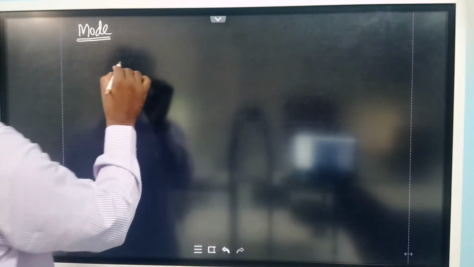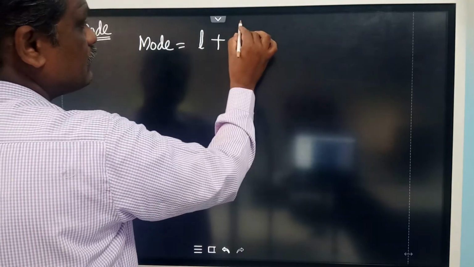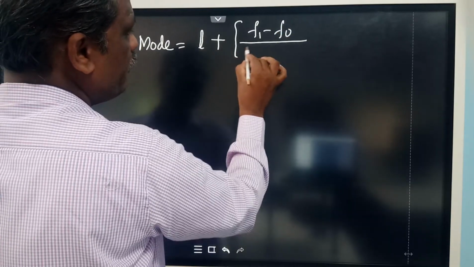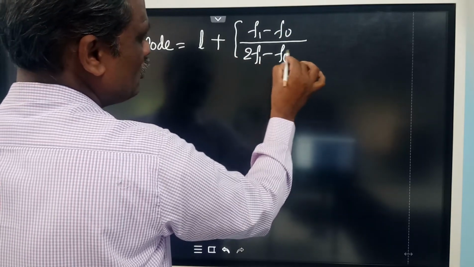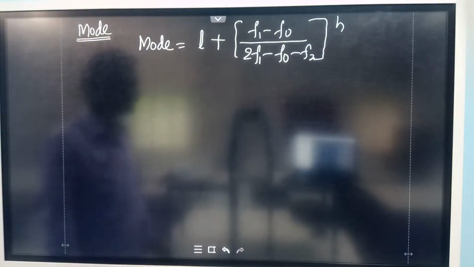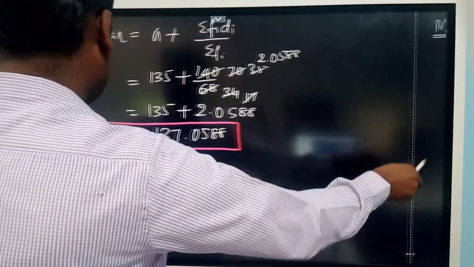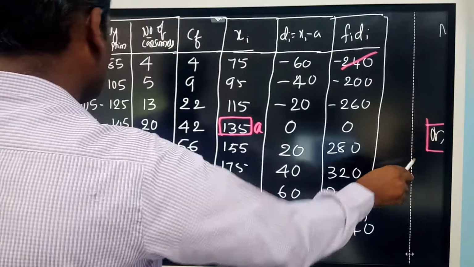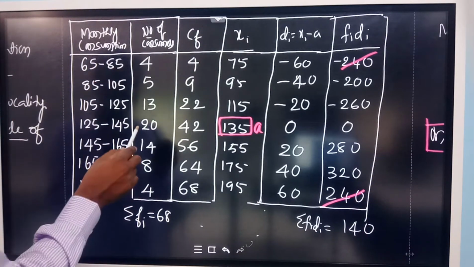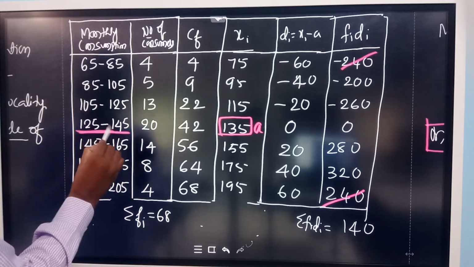L plus mode is equal to L plus (F1 minus F0) divided by (2 times F1 minus F0 minus F2) into H. Okay, so you can find this directly from the table now. The modal class you have to find out by seeing the frequency. The highest frequency here is 20. We can take this as the modal class here.